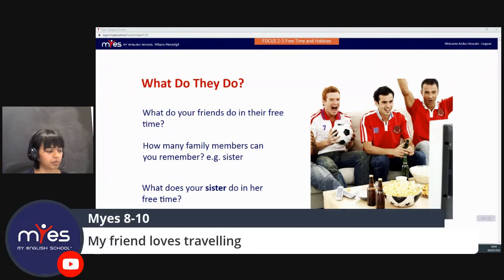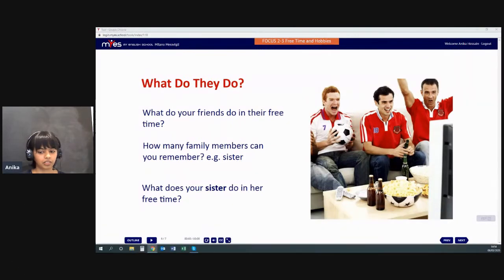How many family members can you remember? So we talked about friends. Now let's talk about family members. For example, sister. Let's try to remember other family members. What is the word for the son of your parents? So the opposite of sister. The word would be brother.